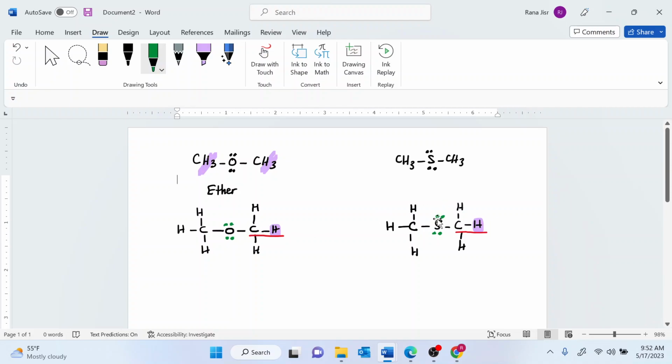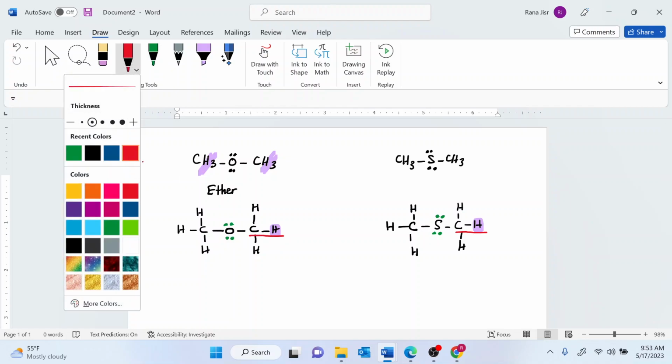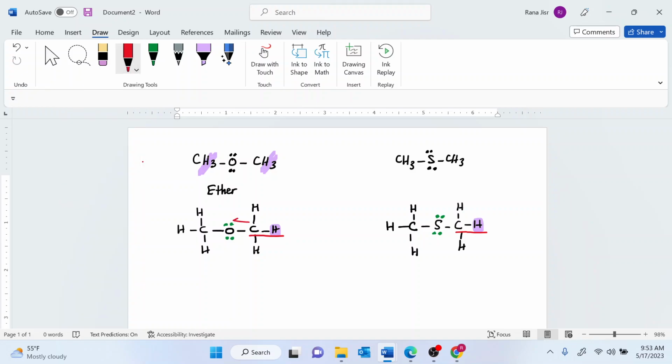Which one is more electronegative now, the oxygen or the sulfur? Of course, the oxygen, because it's more electronegative. So the oxygen is going to pull electrons away from the carbon, right? Now, when it pulls electrons away from the carbon, it's as if it's pulling electrons away from the hydrogen as well. So that is going to make this hydrogen more partial positive than the sulfur one.